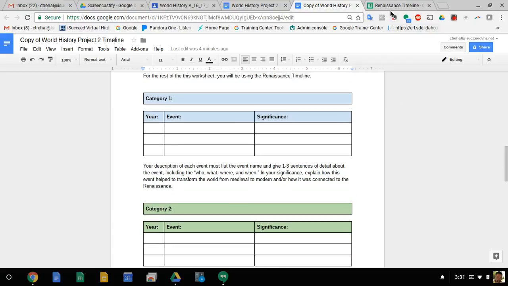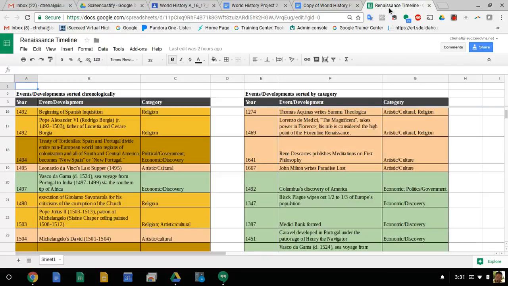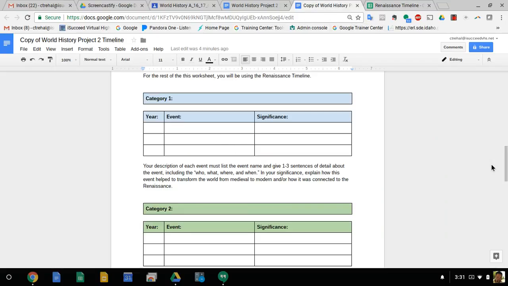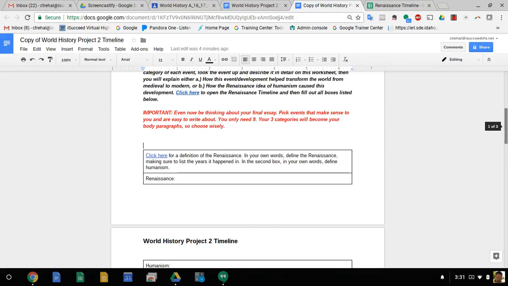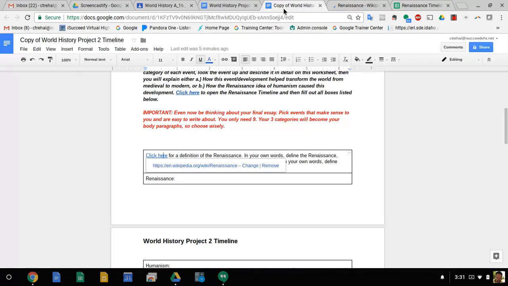So I'm going to go back to my timeline. And I'm going to start with economic because, here's the thing. When you think of the Renaissance, everybody always thinks right away, oh wait a minute, I have to do the definition of the Renaissance first. So that's the very first thing I have to do. Very first thing you have to do is define the Renaissance, and I usually use Wikipedia for things. And within your definition, you need to define it and also the years that it happened in.